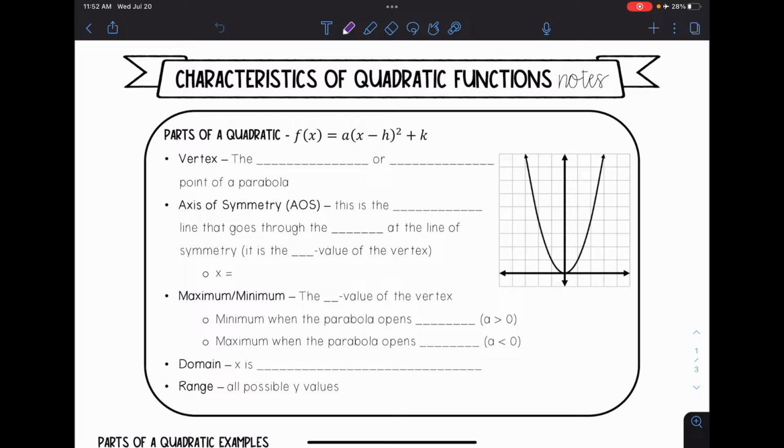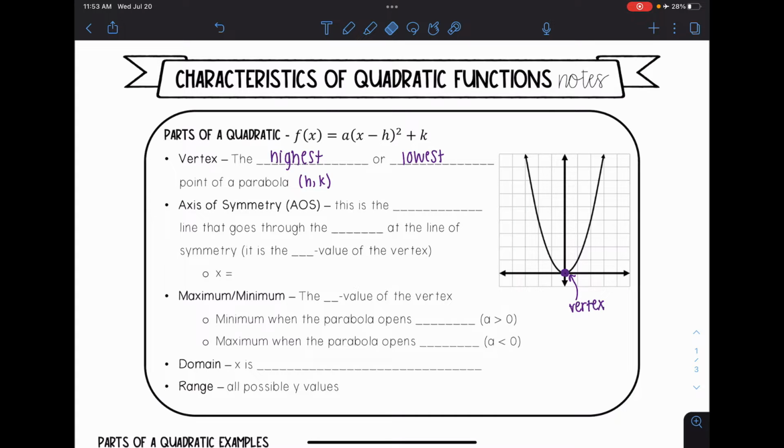So the first important part of a quadratic function that identifies it is the vertex, and the vertex is the highest or lowest point of a parabola. And if I'm looking at my vertex form, my vertex, if you recall, is h comma k, which we see up here. And if I'm looking over at my parent function of a parabola, this point right here would be my vertex.